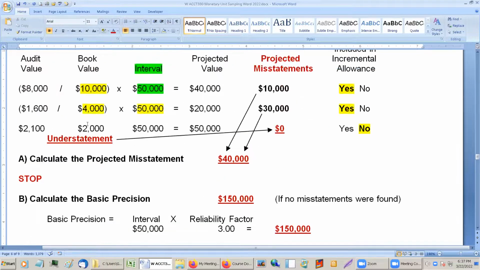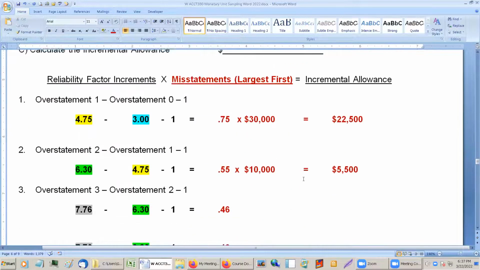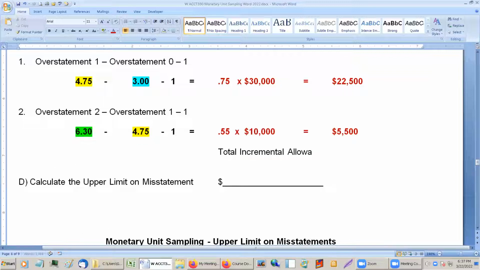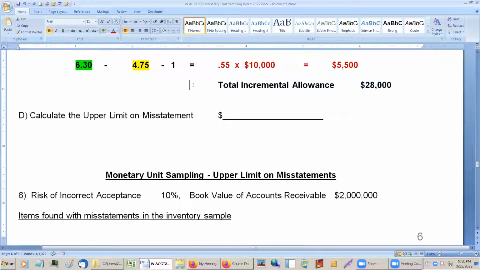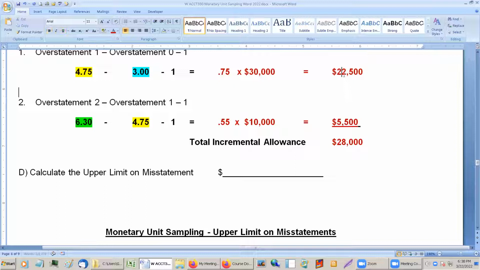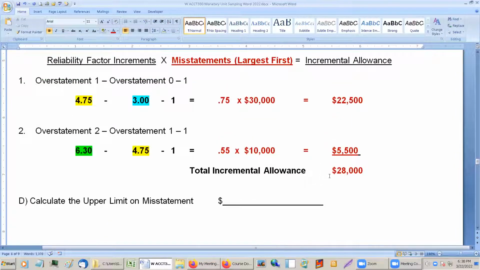We don't have a third one. This one isn't here at all, so you don't need it. I'm just going to delete it. So we'll have the total incremental allowance equals 28,000. So 22,500 for the first one, 5,500 for the second one. So the total incremental allowance is going to be 28,000.